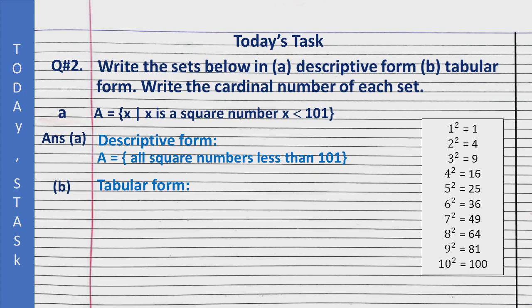Dear students, इस क्वेश्चन में वो हमसे नंबर मांग रहे हैं लेस देन 101. So the answer in tabular form is 1, 4, 9, 16, 25, 36, 49, 64, 81 and 100. Now you can write the cardinal number of the given set. As there are 10 elements in this set, the cardinal number of this set A is 10.